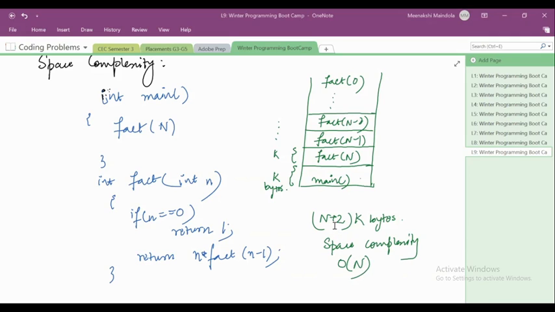Okay, n plus 2 here. So the number of times this function fact is going to be called is n plus 1 times, and the extra 1 is for this main function, because we are considering that it is also going to take up k bytes. So we have n plus 2 into k.